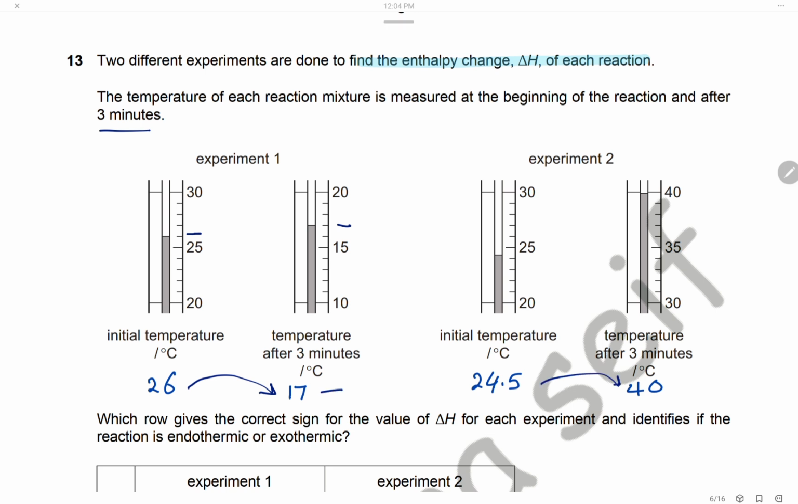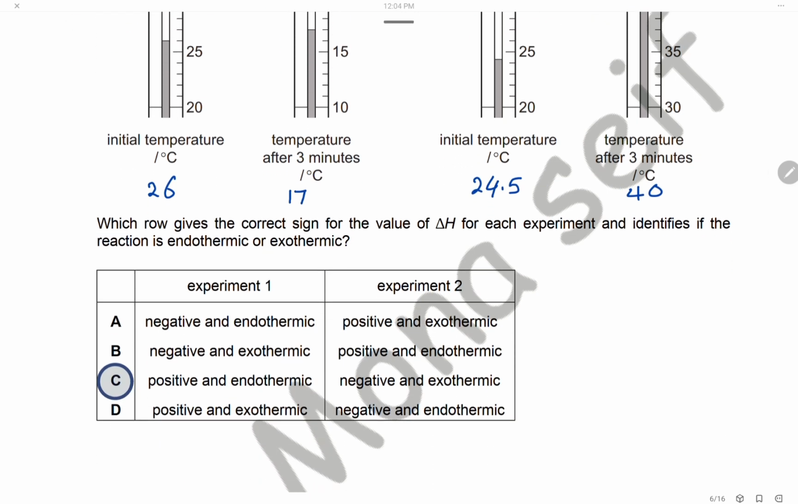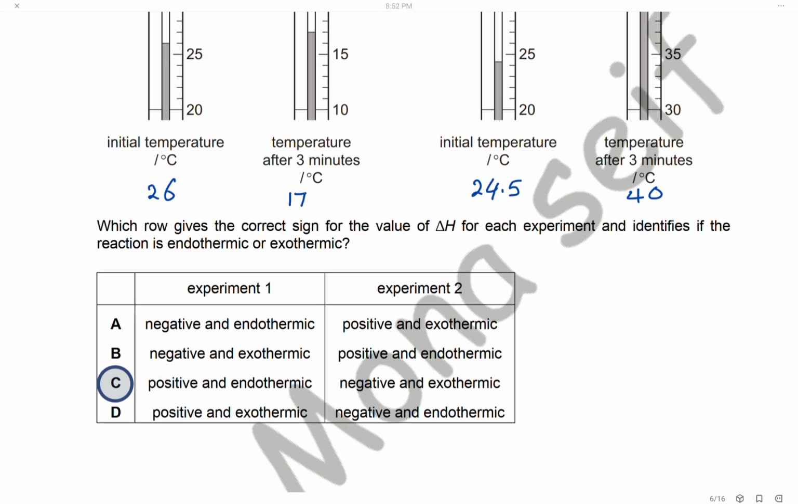A decrease in temperature means the reaction is endothermic, and an increase in temperature means heat energy is released, and this reaction is exothermic. So in experiment 1, the delta H is positive and the reaction is endothermic, and in experiment 2, the delta H is negative and the reaction is exothermic. So the answer is C.